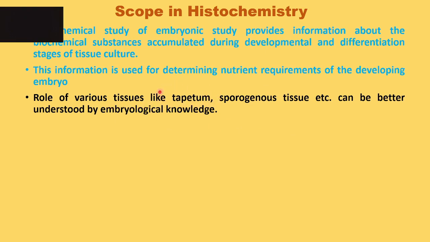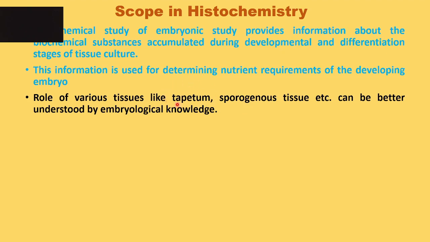Why is tapetum present in that particular organ? Why are sporogenous tissues there? So this can be better understood by the embryological knowledge. If there is no tapetum, what will happen? If there is no sporogenous tissue, what will happen? So this particular knowledge we will get from embryology.